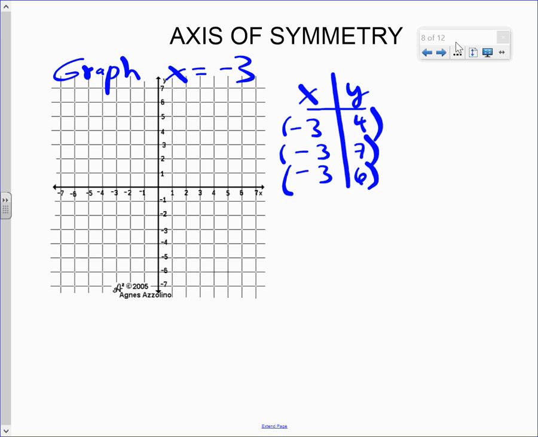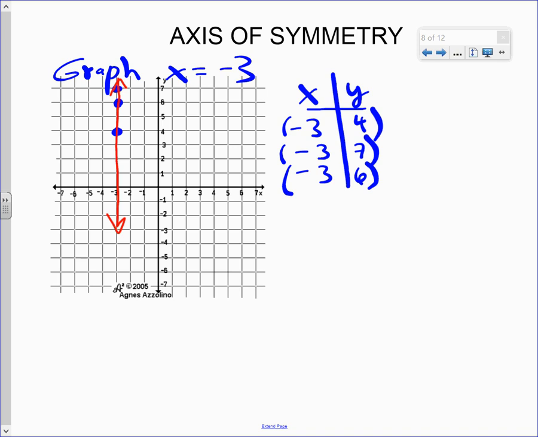Negative 3, 4, plot it with me. Negative 3, 7, plot it with me. Negative 3, 6, plot it with me. What kind of line is this? It's a line. Good job, Valdez. What kind, though? What kind, though?